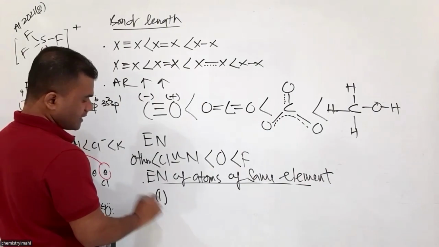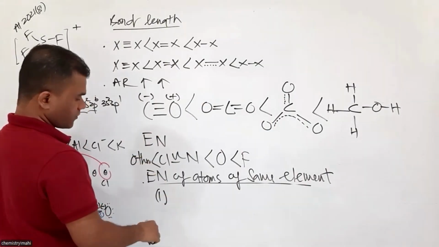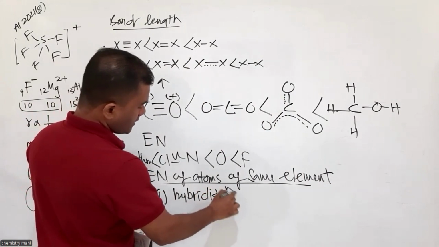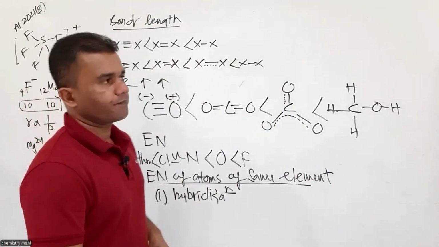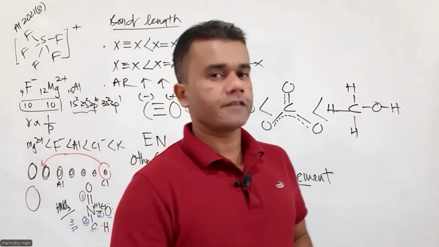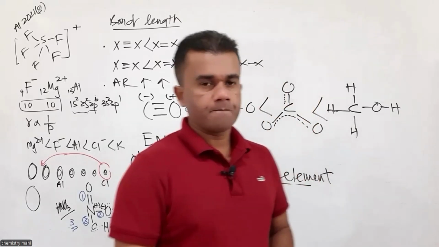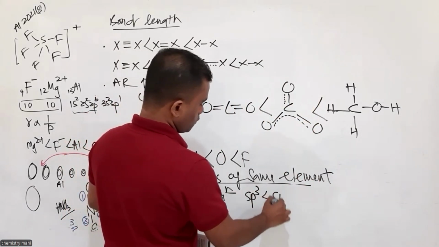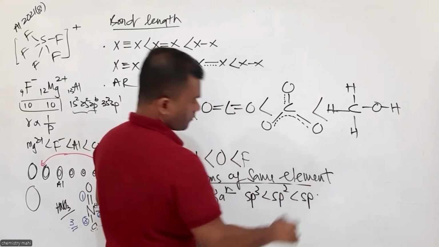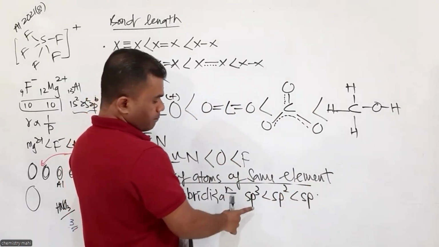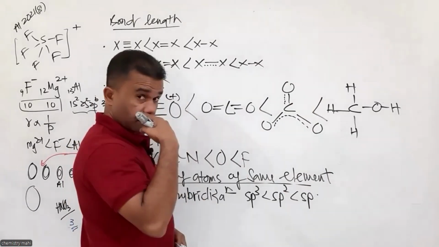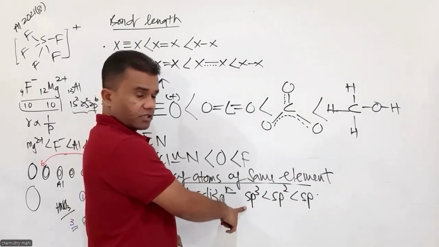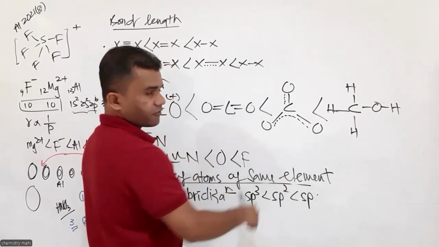The first thing you need to consider is the hybridization of these atoms. If hybridizations are different, electronegativities are different. This is how it changes: sp3, sp2, sp. That means p character decreases. In other words, s character increases. S character here is 25%, 33%, 50%.